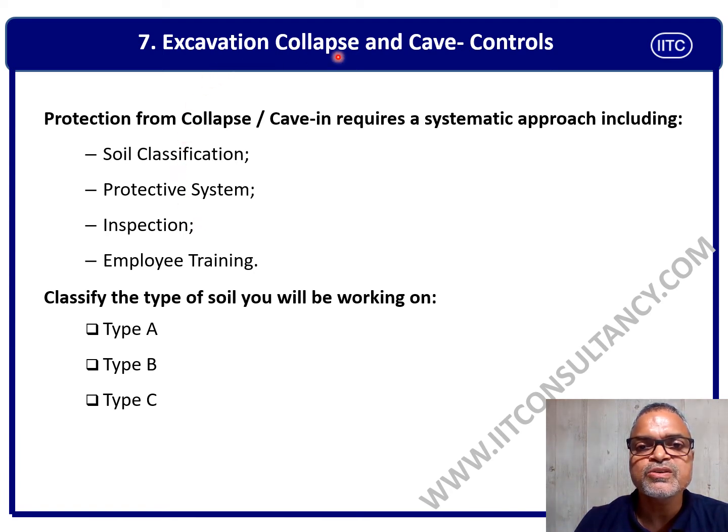Second, excavation collapse and caving. Protection from collapse and caving requires a systematic approach including soil classification. We must do the soil classification study. We must have a protective system. We must have regular inspection, and employee training is very important. Then we need to know what type of soil we are working with, type A, type B, or type C. This is what we are going to see in detail either in the next slide or in the next presentation.